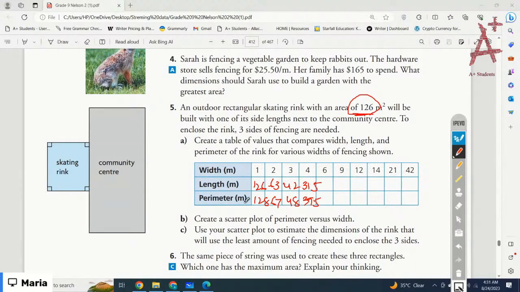When width is 6, you have to divide it by 6 and here you have 33. When width is 9, it would be 14 length and perimeter would be 32. When width is 12, the length is 10.5 and the perimeter is 34.5.